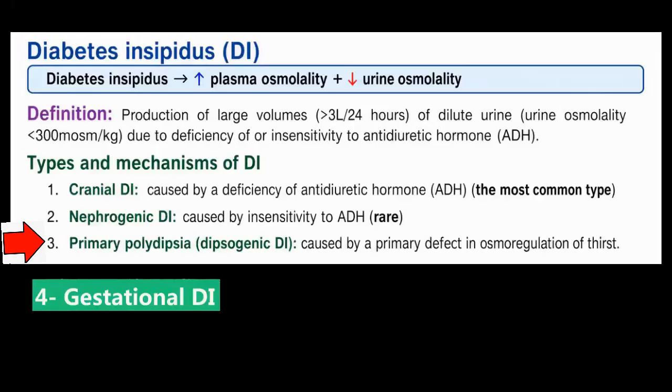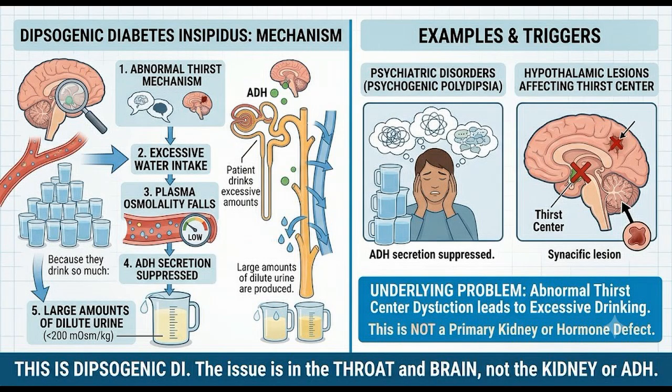3. Primary polydipsia, dipsogenic diabetes insipidus. This isn't a true ADH deficiency. The main problem is, the patient drinks excessive amounts of water due to an abnormal thirst mechanism. Because they drink so much, plasma osmolality falls. ADH secretion is suppressed. Large amounts of dilute urine are produced. Examples. Psychiatric disorders, psychogenic polydipsia. Hypothalamic lesions affecting the thirst center.